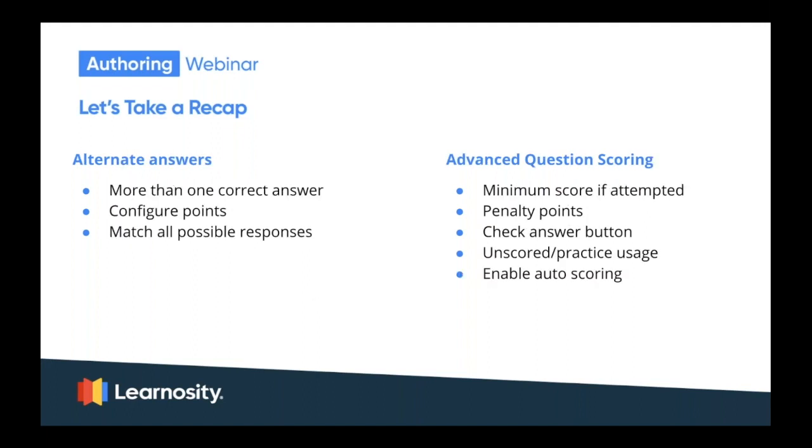Then we looked at using alternate answers to give students more opportunities to receive points for a question, as well as the new match all possible responses option that is unique to fill in the blanks questions, and that allows us to merge different alternate answers and correct answers together. And finally, we had a look at some of the additional scoring options in the more options section of the question editor. So we looked at minimum score if attempted, penalty points, the check answer button, the unscored practice usage option, and the enable auto scoring option as well.